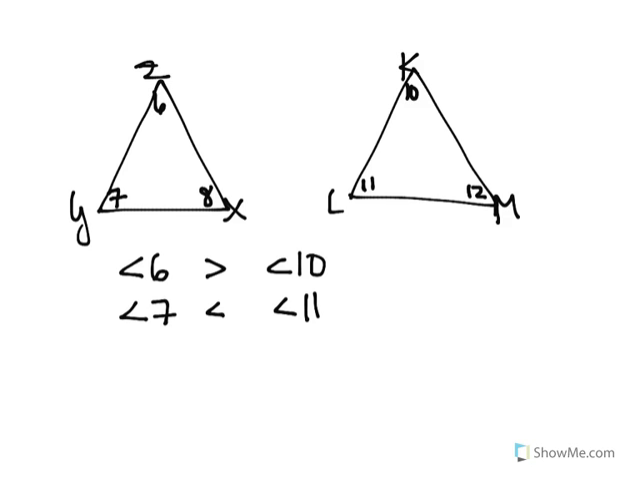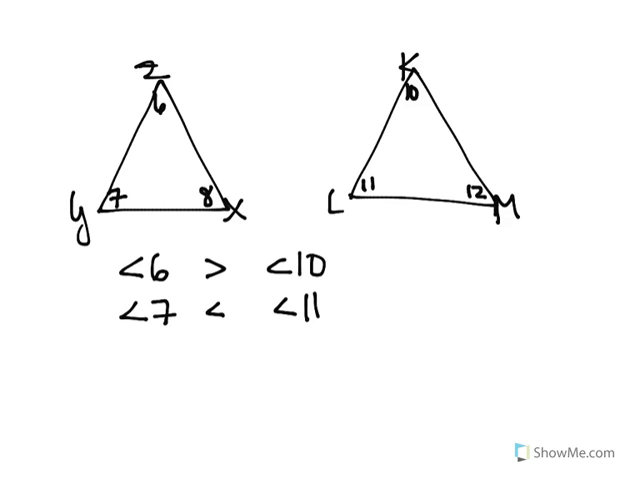Okay, I made you two triangles here, triangle ZYX and triangle KLM, and they have these angles, angle 6, 7, and 8, and angle 10, 11, and 12. These are just numbered angles. This isn't their measurements, obviously. So I give you these parameters. Angle 6 is greater than angle 10, and angle 7 is less than angle 11.